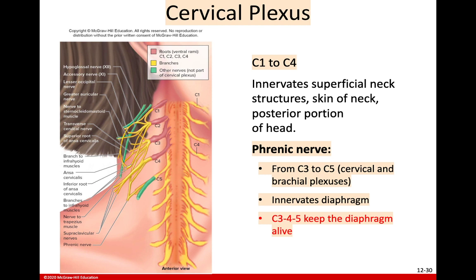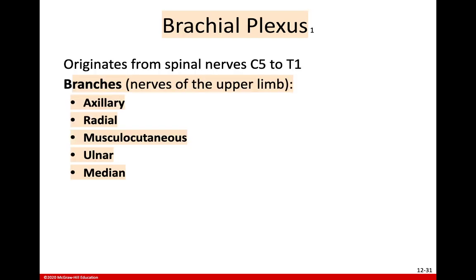So C3, 4, and 5 keep the diaphragm alive. Okay, that is how you can remember the phrenic nerve. The phrenic nerve includes spinal nerves C3, C4, C5, and it innervates the diaphragm, which helps you breathe. Okay, the brachial plexus is going to be the other one that I'm going to ask you to know. There are 5 nerves that make up the brachial plexus.